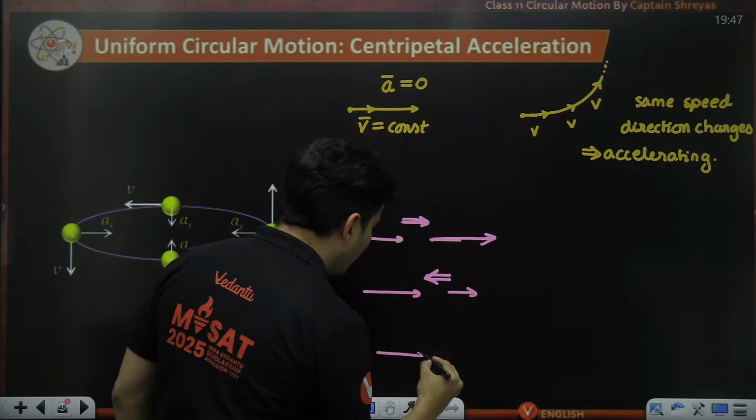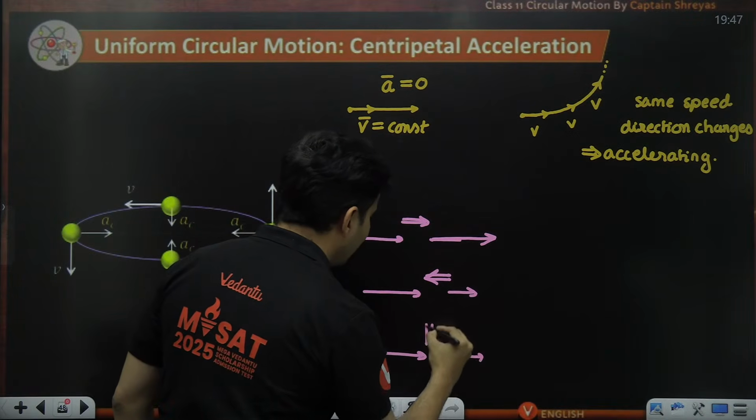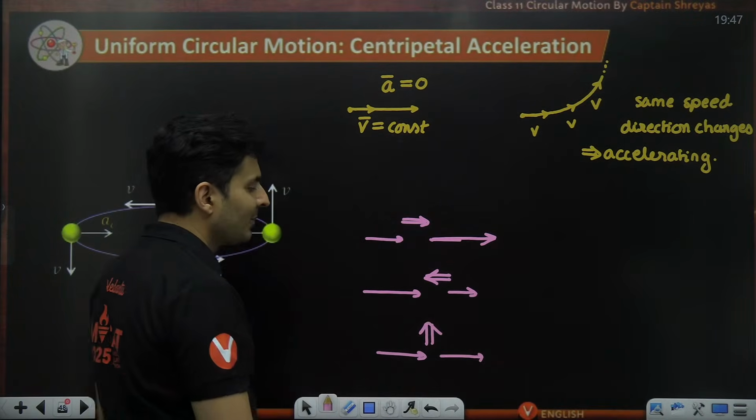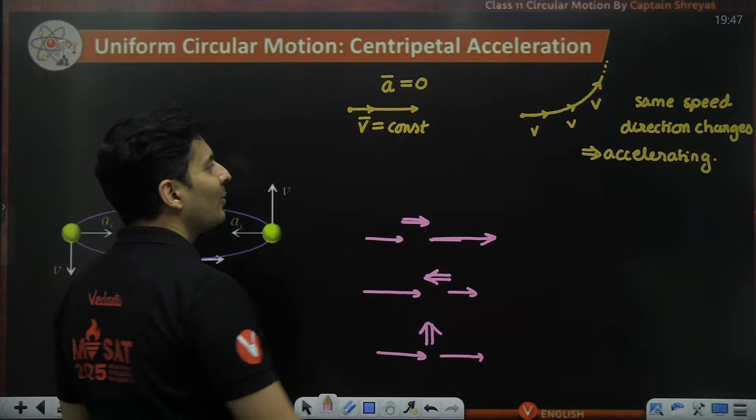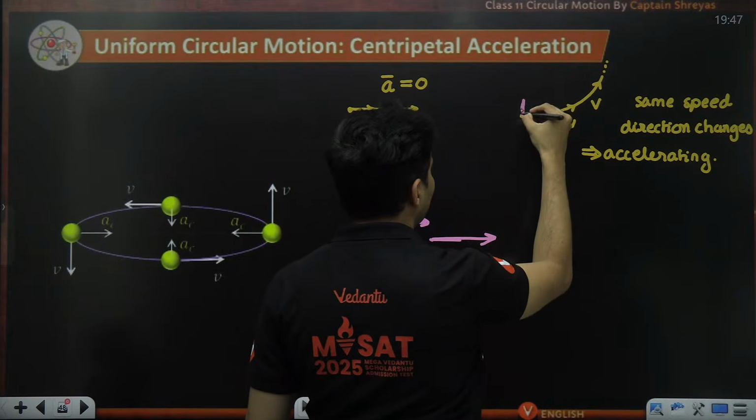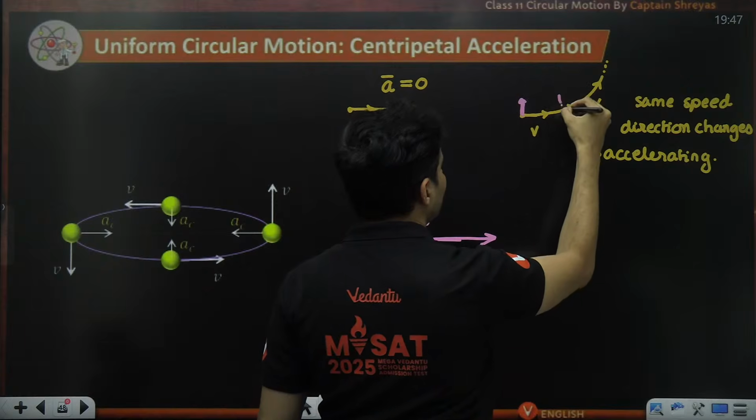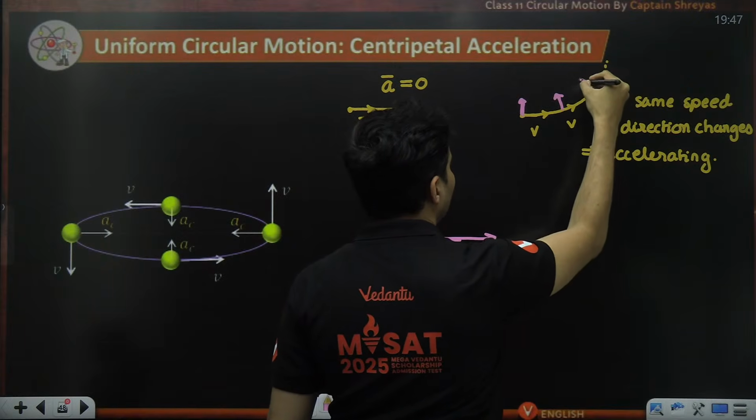The only way it cannot change the speed is if the acceleration is perpendicular to it. If acceleration is perpendicular to it. So this has acceleration, but the acceleration is perpendicular to the velocity.